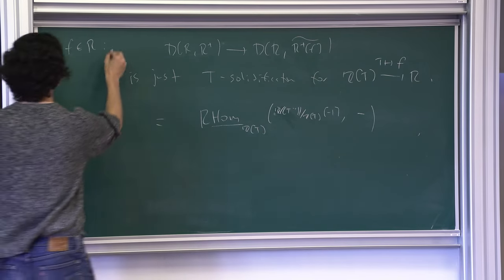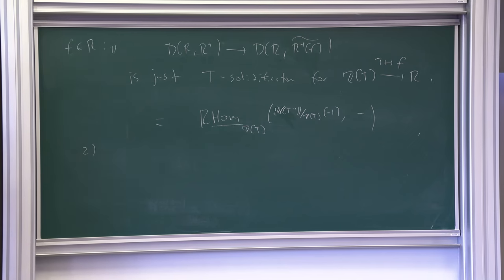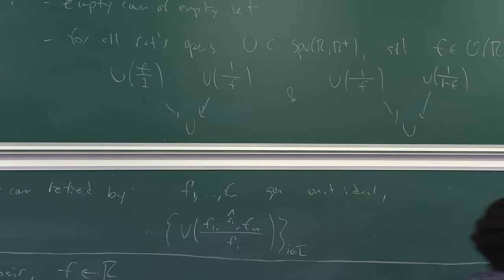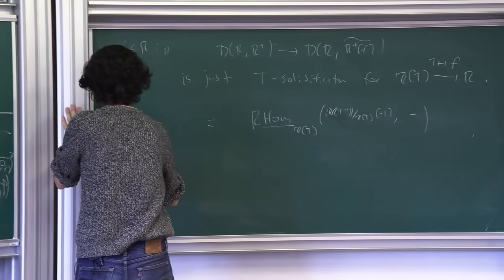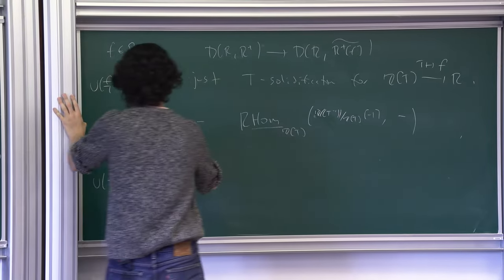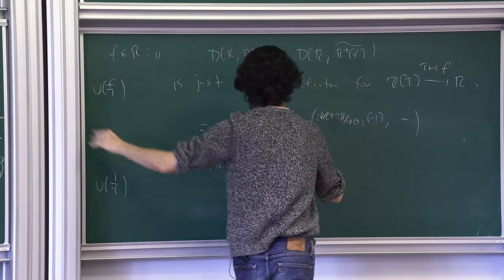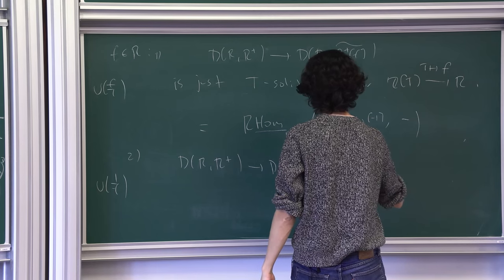Okay, that was the first type. At least need to invert f at first. Sorry? Do you at least need to invert f and then you pass out? No, I'm not doing this, sorry. I'm doing this one here. Yeah, thank you. So this is U of f over 1. And then there's the one where U of 1 over f. So that gives D(R, R^+) goes to D(R[1/f]), and then R^+[1/f] integrally closed.